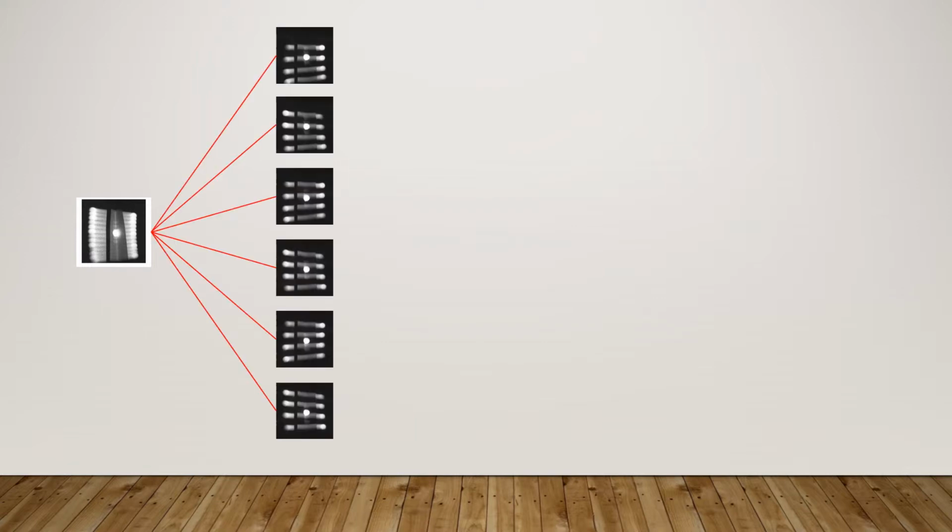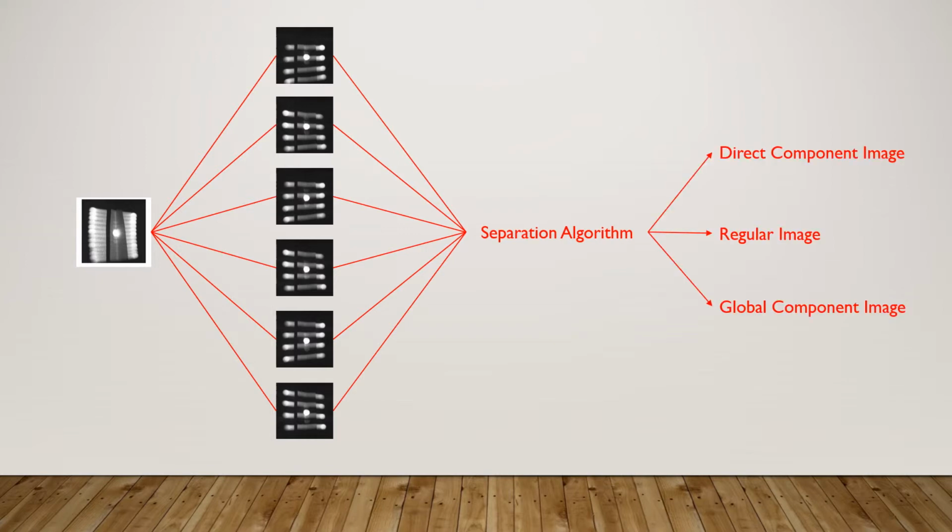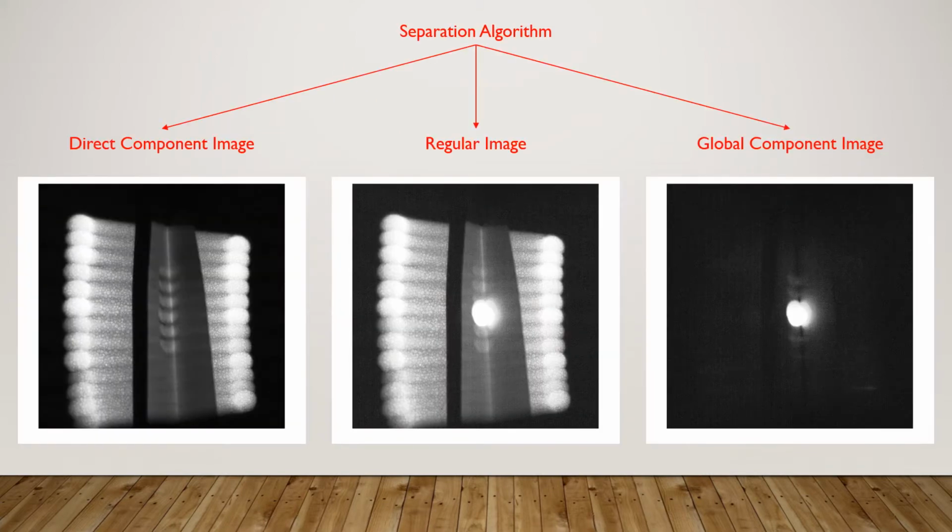So, the combined frames for one scan are shown here as you have seen. This is then broken down into shifted pairs of lines. These shifted pairs of lines are then passed through a separation algorithm that creates an image showing the direct component in the scene, the regular combined image in the beginning, and the global component image in the scene. The direct, global, and regular images can be seen here.